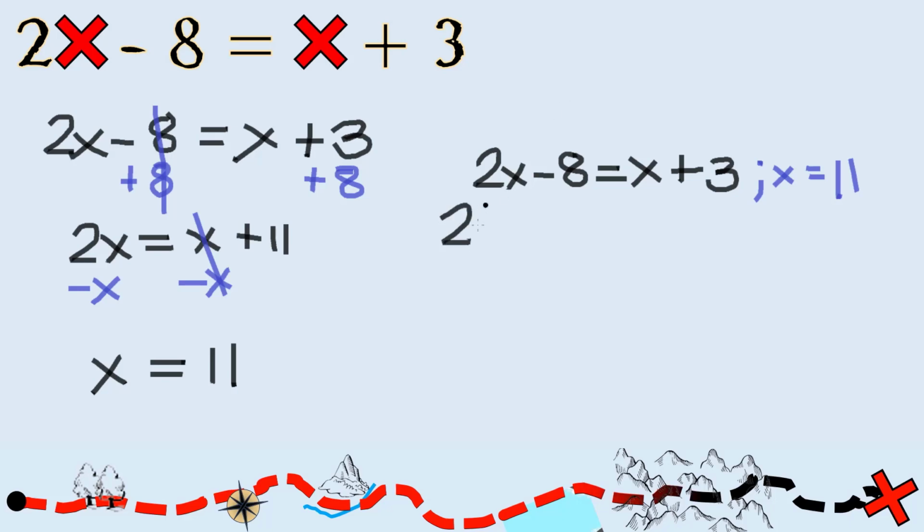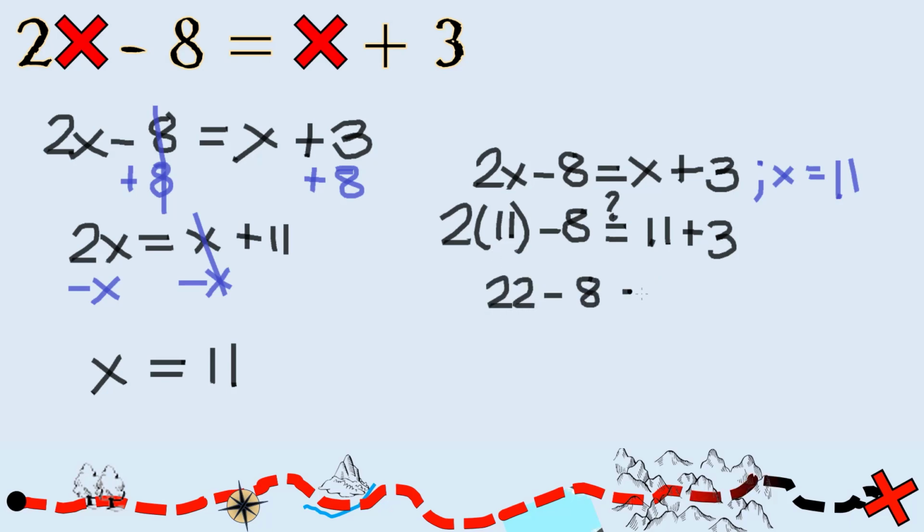So you have 2 times 11 minus 8. The other side will have 11 plus 3. Let's use the question mark because we are still on checking. Now 2 times 11 is 22 minus 8 equal to, you have here 14. Even if it's too obvious, simply continue doing the question mark because the goal of the checking is to make sure that both sides of the equation will have the same value.